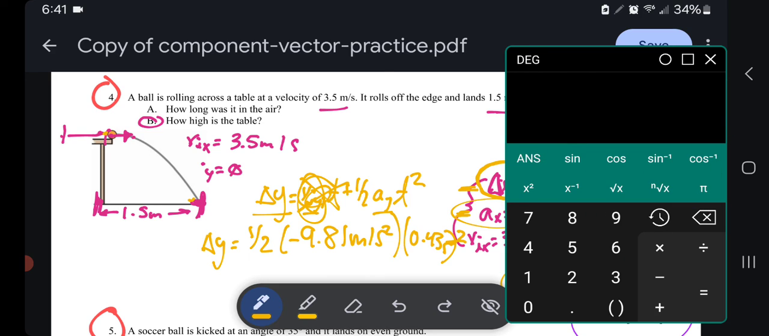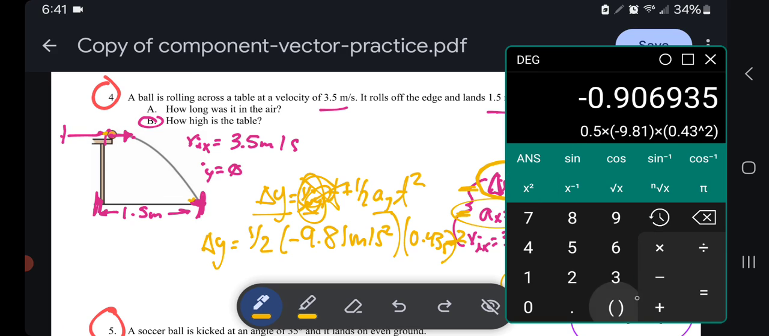My clear button doesn't show on the smaller version. Alright, so we're going to say 0.5 times negative 9.81 times 0.43, and see how easy it is to miss that square, especially when I've got it all tight in there.